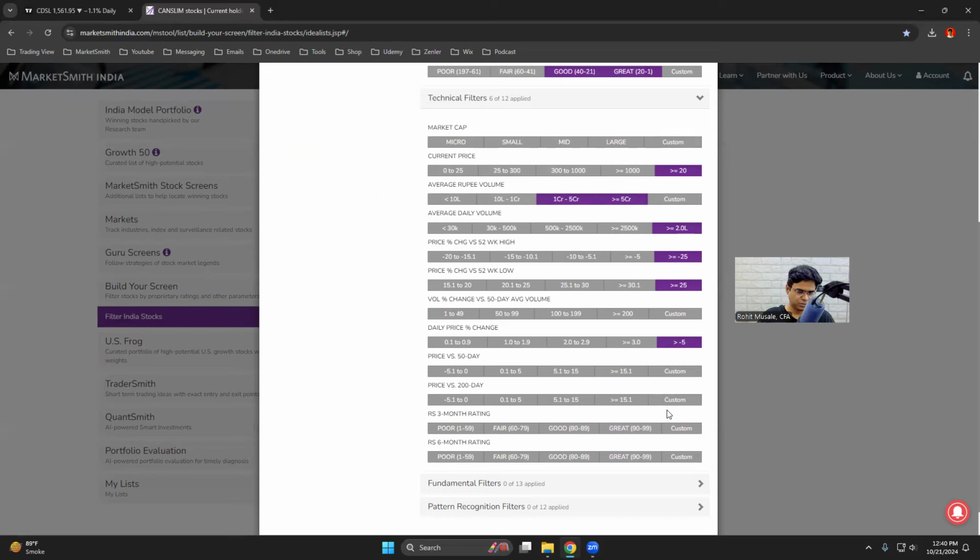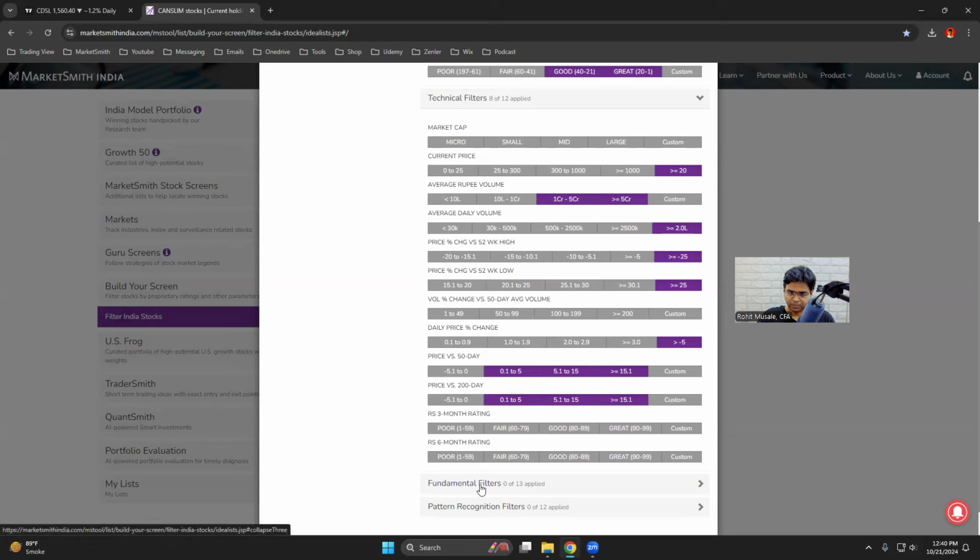But if it falls more than or equal to 5%, there is something wrong with the stock if it is falling that much in a single day. So greater than -5%. Okay. Price versus 50-day. So the price should be above the 50-day moving average. The price should be above the 200-day moving average. So this is the criteria.